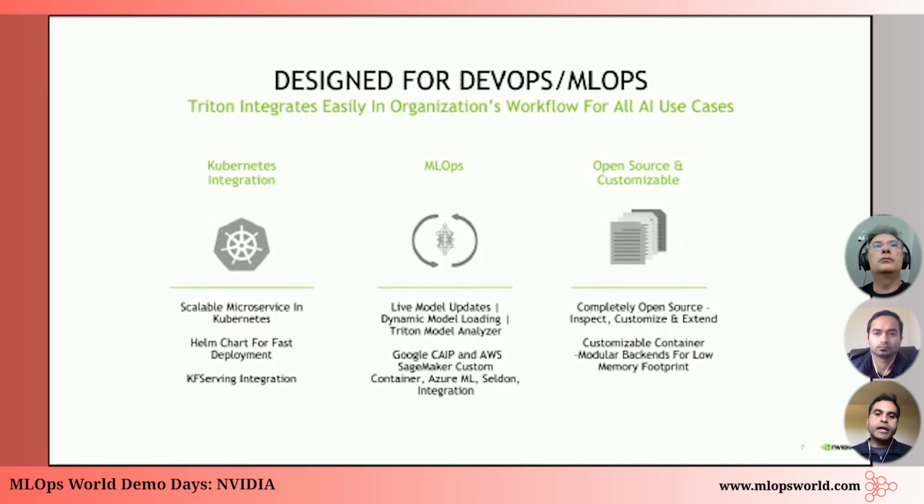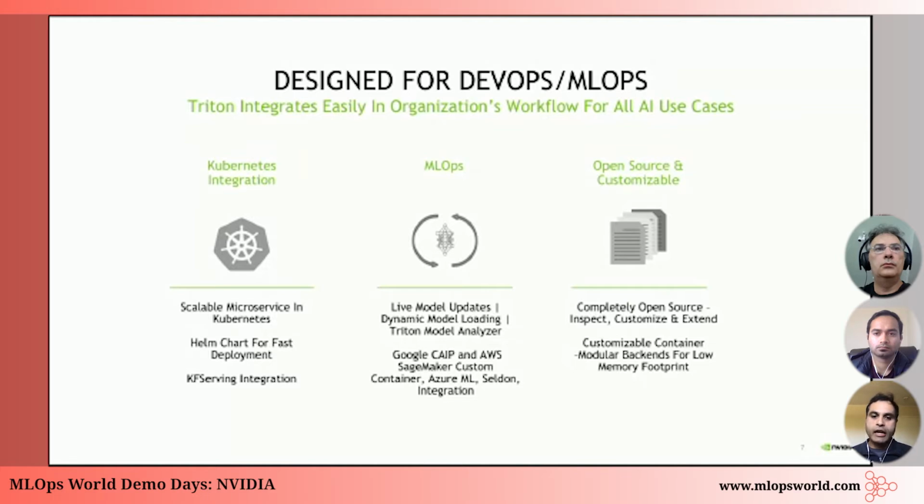And Triton also supports dynamic model loading and unloading. What if you have hundreds of models, but you're only using a few of them at a time, depending on the application? There's a model control API that can be used to load and unload models dynamically, so that the models that are needed are what's currently running on the GPU or CPU.